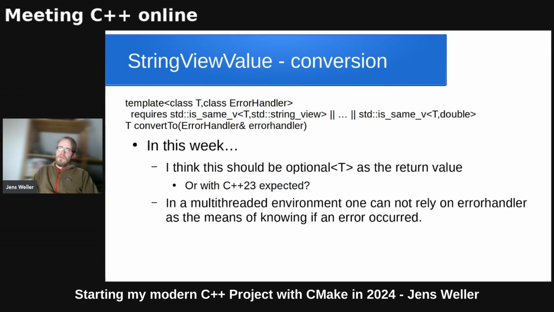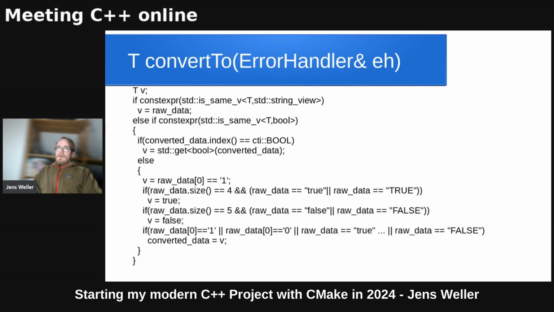So this should be an optional, or with C++23 expected would be something, but I think I would like to keep error handler around so that you write your own error handler, which is also kind of not defined right now. I have a class which basically is the interface to this at the moment. And then we basically do all the conversions.